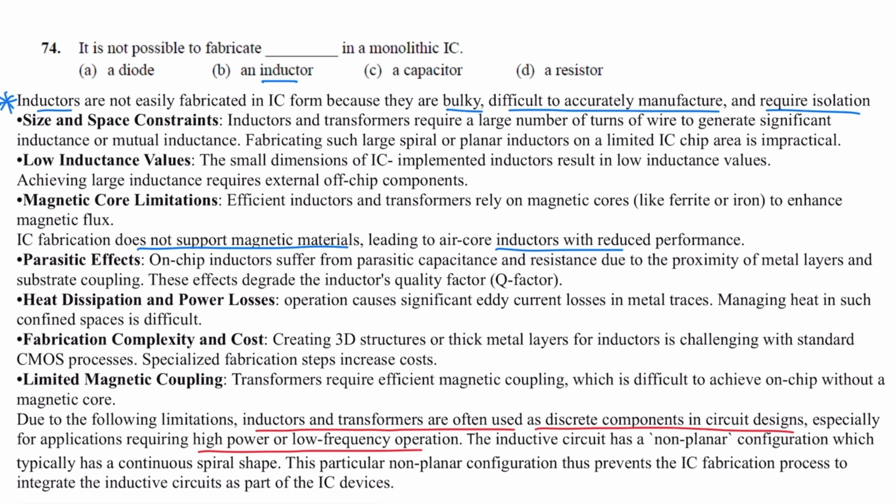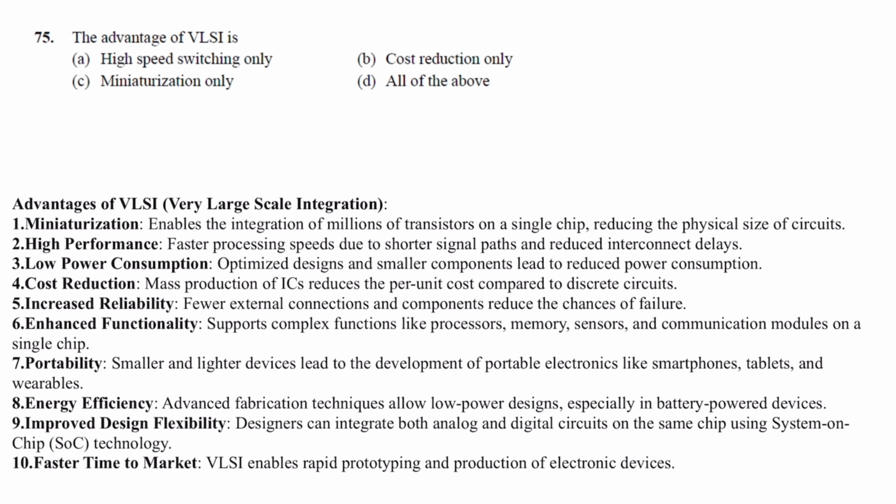Next question. What are the advantages of VLSI, very large scale integration? The advantages of VLSI are miniaturization, high performance, low power consumption, cost reduction, increased reliability, enhanced functionality, portability, energy efficiency, improved design flexibility, and faster time to market. VLSI enables rapid prototyping and production of electronic devices. The correct option is D, all the above: high speed, cost reduction, miniaturization.